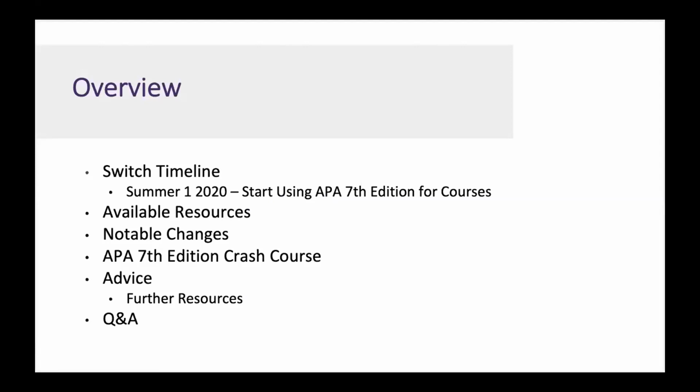First, we will go over ACU Dallas's transition timeline. A hint, we will begin using APA 7 in the summer 1 term. So don't panic, not yet. We will also go over the specific resources that are available to you during and after our transition. We will briefly go over the most notable changes about the 7th edition, most of which are long awaited and will make all our lives much easier.